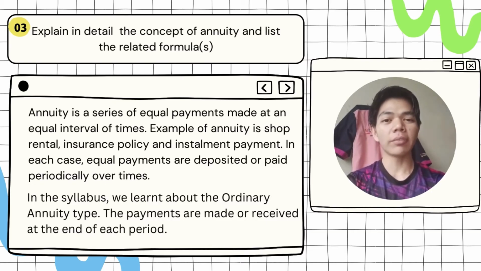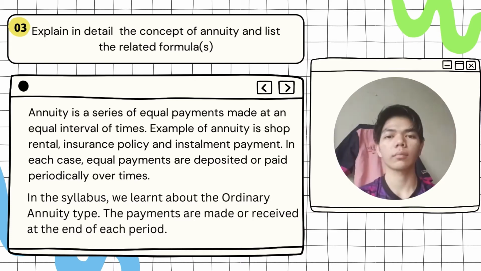An annuity is a series of equal payments made at an equal interval of time. Examples of annuity are shop rental, insurance policy, installment payment, and so on. In each case, equal payments are deposited or paid periodically over time.